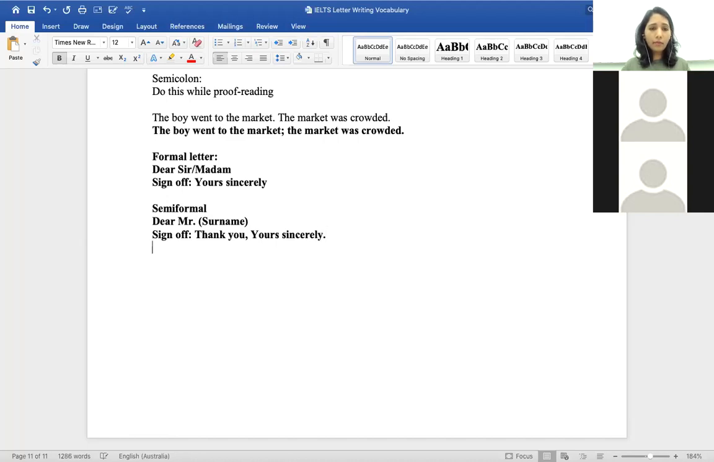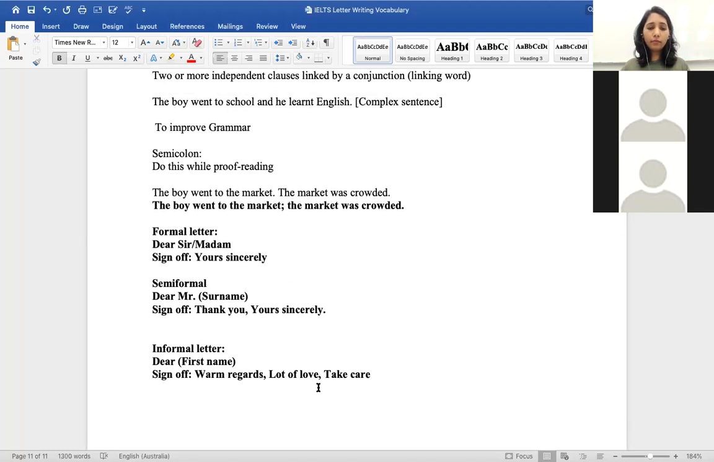This also is applicable. So if it's an informal letter, you will begin the letter by saying "Dear" and the first name, and you'll sign off with "Warm regards," "Lots of love," "Take care," etc. Any doubts? So that's all the difference between these three letters. The body, the structure, should be different too.